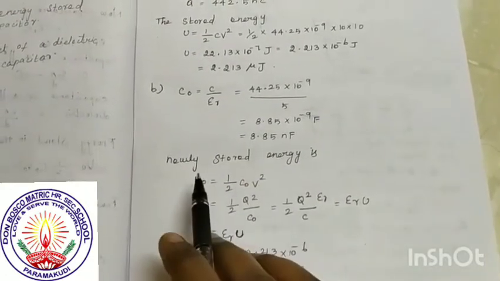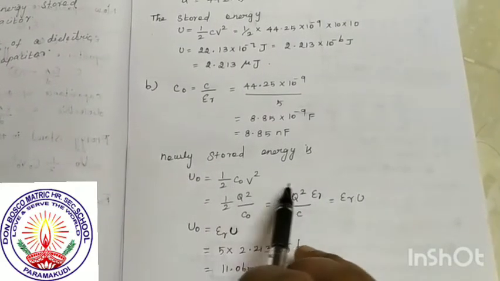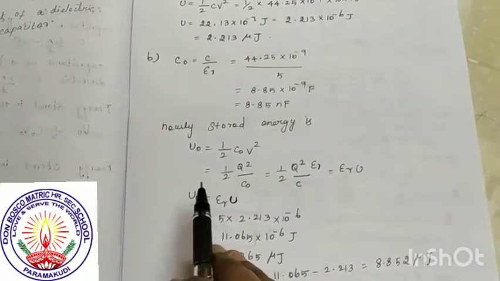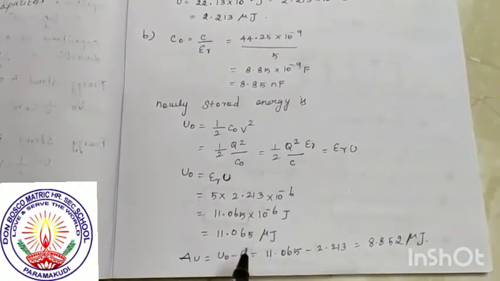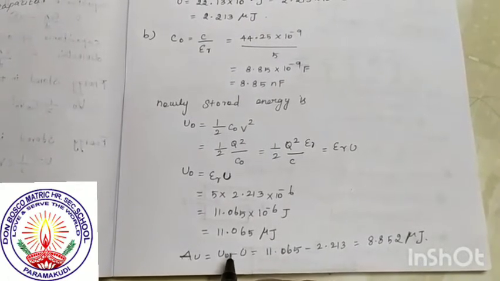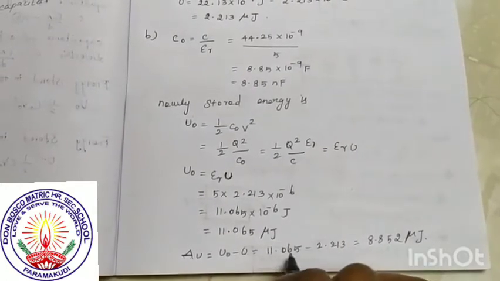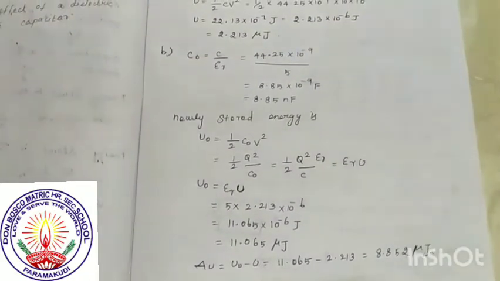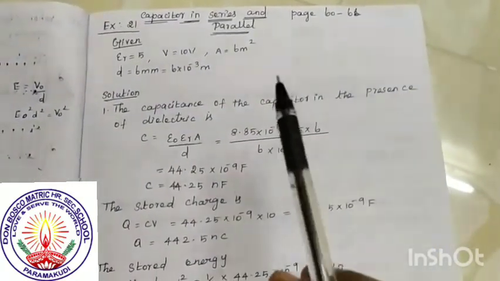And the last term is the new stored energy. We already know the formula, stored energy is half CV squared. Use the same formula to find the answer. The new energy is epsilon r into U, so substitute in the equation. The change in potential energy is the difference between U naught and U, and subtracting these two terms we get the answer 8.852 microjoule. This lesson's problems are very important.